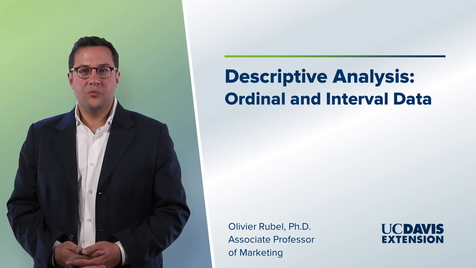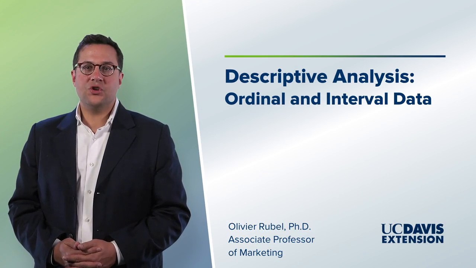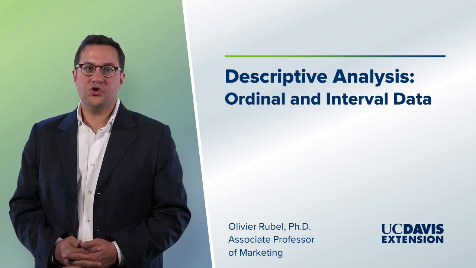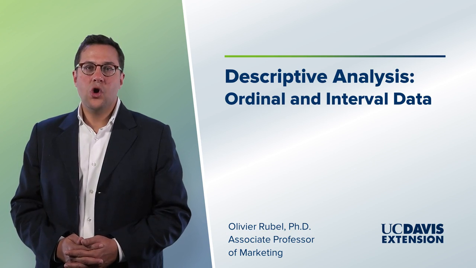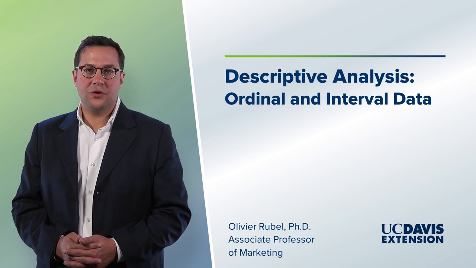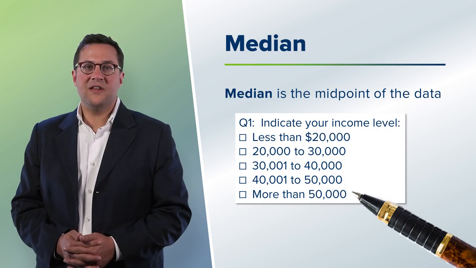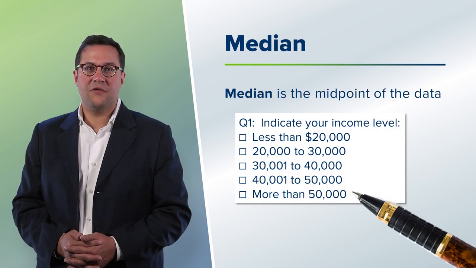In this lesson, we continue our discussion of descriptive analysis. More specifically, we look at measures of central tendency and dispersion for ordinal data. We also discuss how for ordinal data, the measure of central tendency would be the median and how dispersion can be described visually.